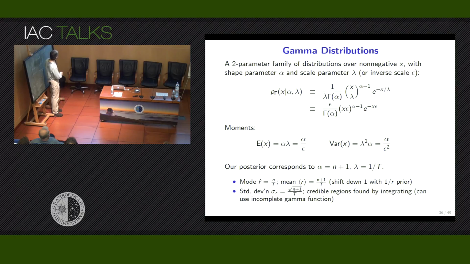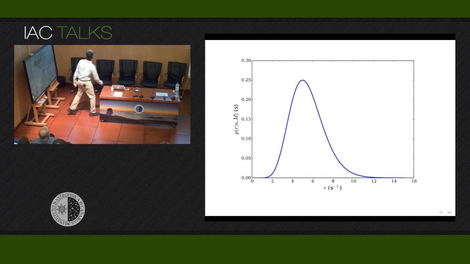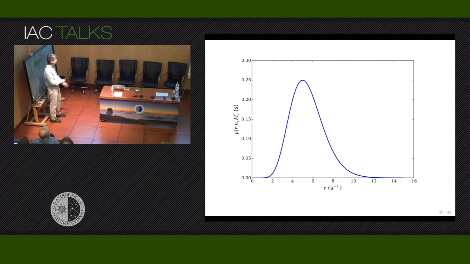Interesting summaries: the mode is at the number of events divided by the interval length. It's just kind of where you would expect it. The mean is slightly shifted. Both of these get shifted down by 1 in n if you use the 1 over r prior instead of the flat prior. And the standard deviation is pretty much what you'd expect, root n over the interval. So this is just a plot of it. It's always a slightly skewed distribution, though as the number of counts gets larger and larger, it looks more symmetric and Gaussian.